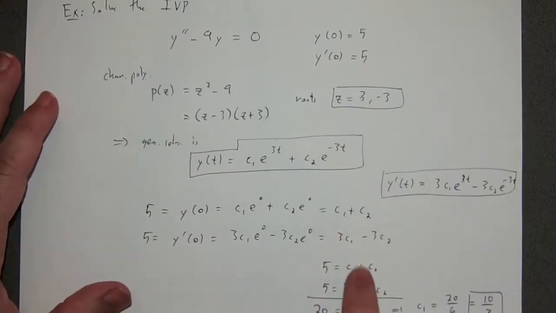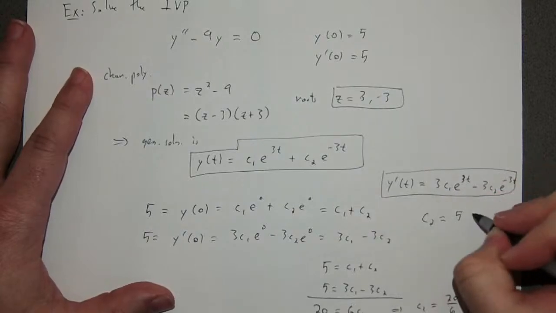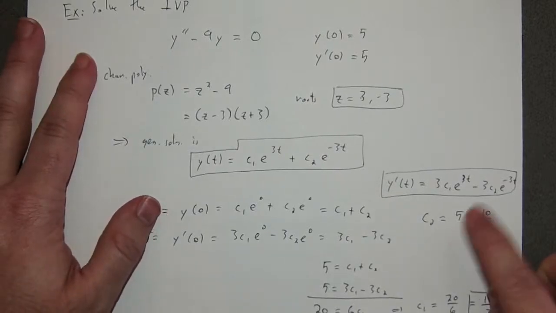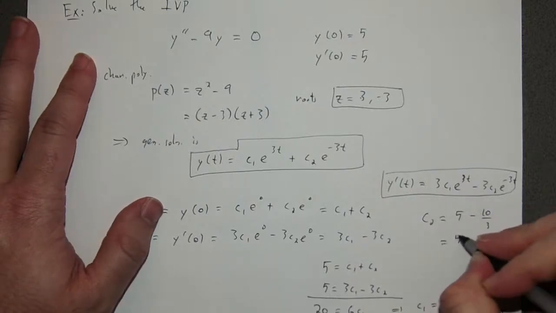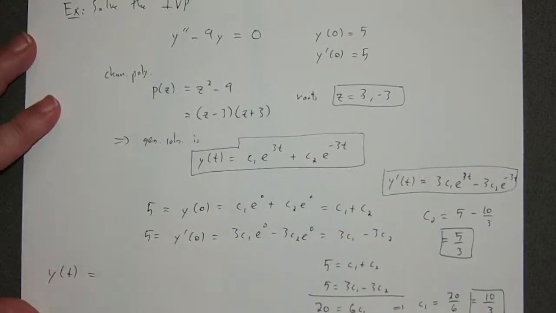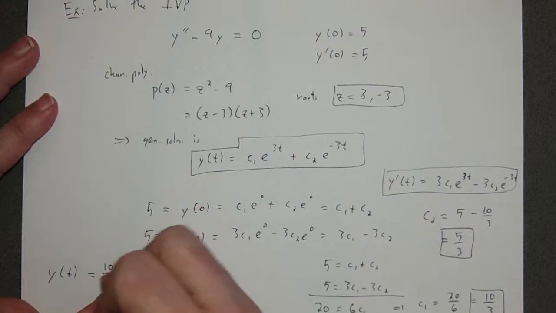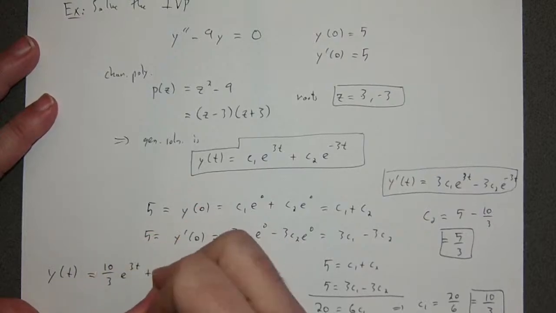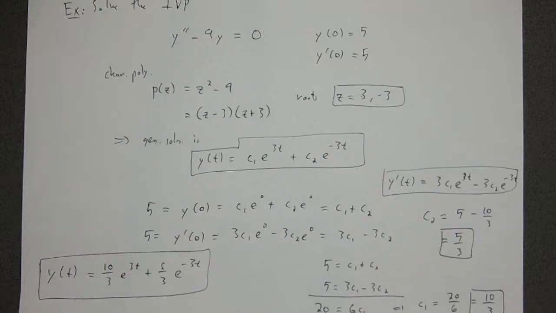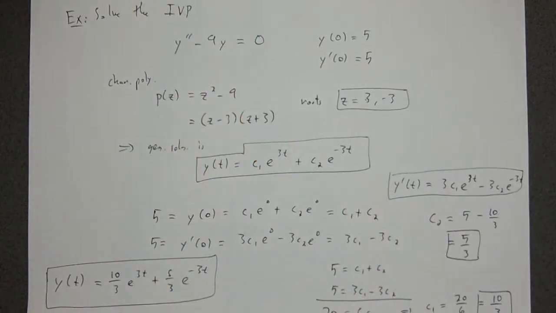Well, once I know that c1 is 10/3, that means that c2 is 5 minus 10/3. Okay, well, 5 is how many thirds? 5 is 15/3, so this is 15/3 minus 10/3, so this is 5/3. And so the solution that I seek is y of t is 10/3 e to the 3t plus 5/3 e to the minus 3t. And if you check this, you will see not only does it solve this differential equation, it also satisfies both of these initial conditions.